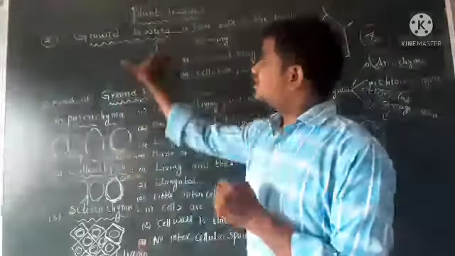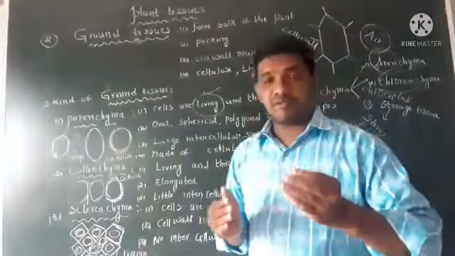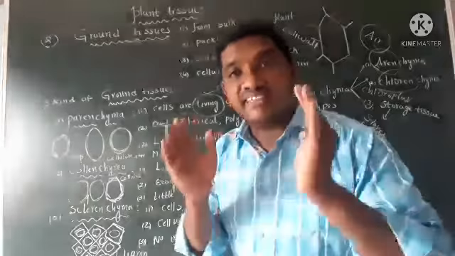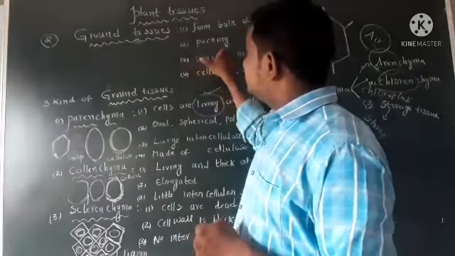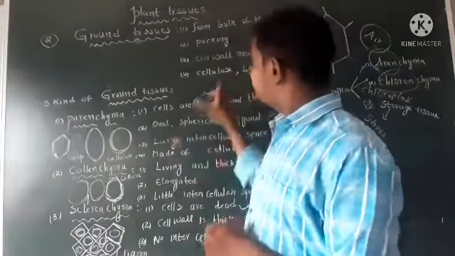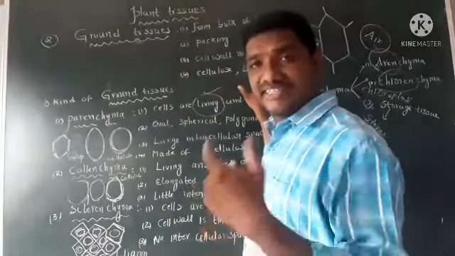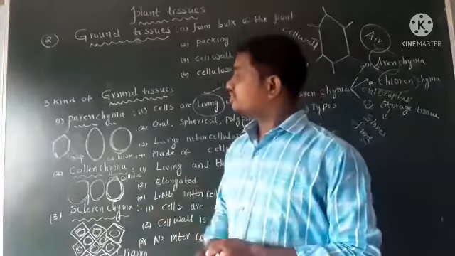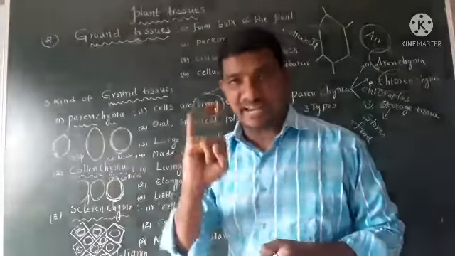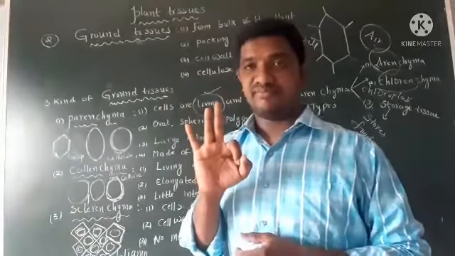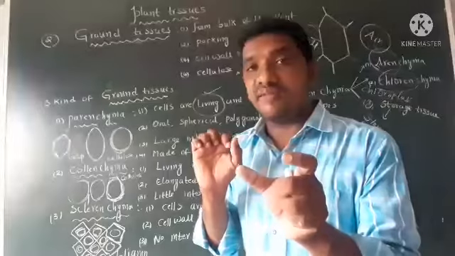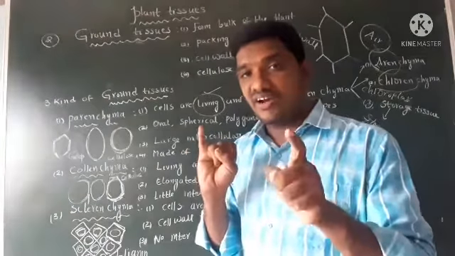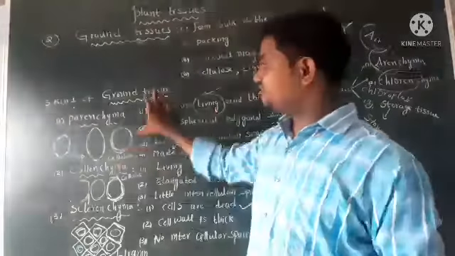Once again, ground tissues form the bulk of the plant body and help in packaging of the food. The cell wall may be thick. The cells are made up of cellulose, lignin and suberin. There are three kinds of ground tissues: parenchyma, collenchyma, sclerenchyma. Parenchyma is again divided into three types: aerenchyma, chlorenchyma, storage tissue.